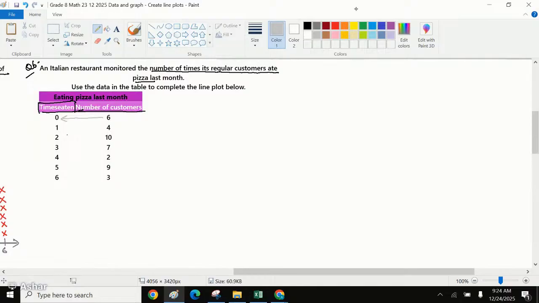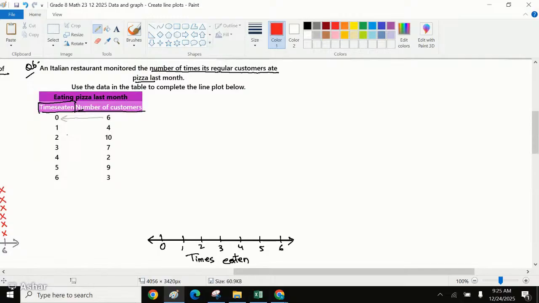So on the horizontal axis, what we need is times eaten, because the Italian restaurant is recording the number of times eaten, right? So we put down the arrow on either side. The minimum number of times eaten was 0. The maximum number of times eaten is 6, right? So we go from 0 to 6 on the horizontal axis. We can say this was 1, 2, 3, 4, 5, and 6. And the horizontal axis would represent times eaten, right?